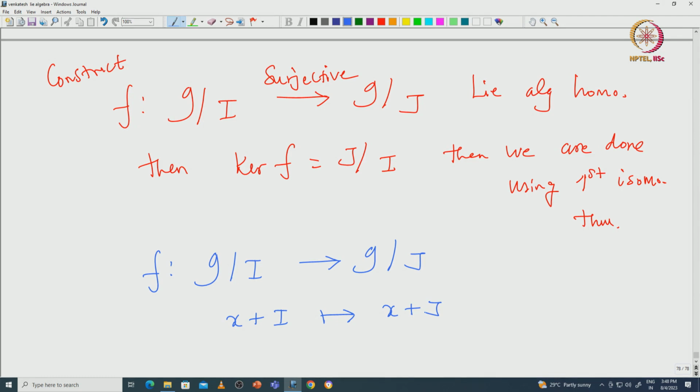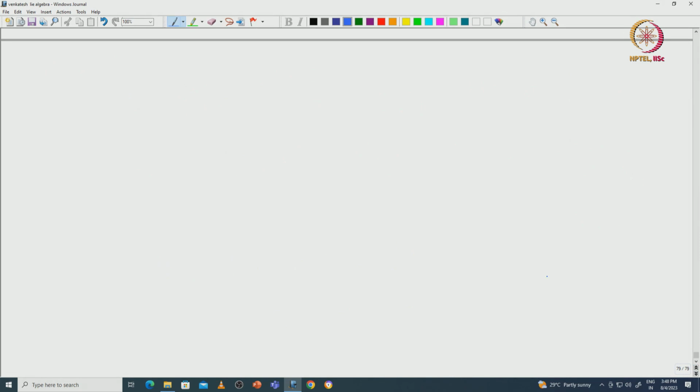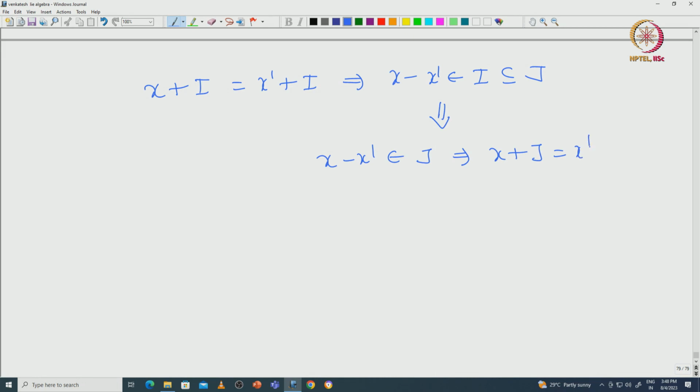Okay. So, the only thing we need to verify is whether this map is well defined or not. That is easy to verify, because if x plus I is the same as x dash plus I, that will imply that x minus x dash is in I, but I is contained in J. So, that will imply x minus x dash is in J, and that will imply x plus J must be equal to x dash plus J. So, because of this we get f of x plus I is the same as f of x dash plus I. Okay. So, that says it is well defined.